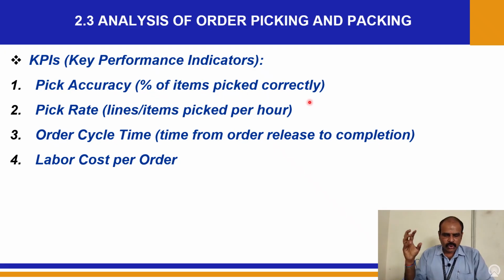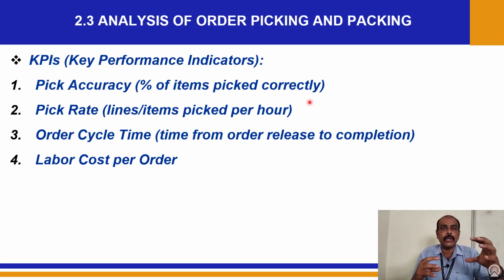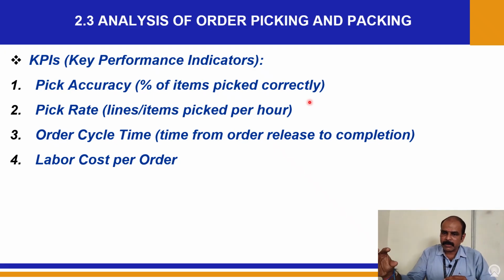So you received so and so order, say n number of orders, whether n number of orders have been accurately picked. Say A product means only A product has to be picked, not something else you pick and then you replace. No, that is not accepted. So KPI, first KPI is going to be pick accuracy.